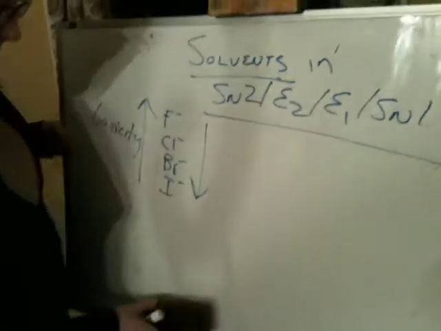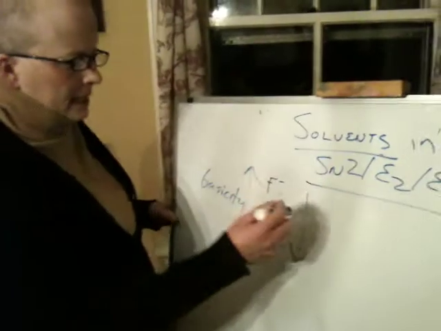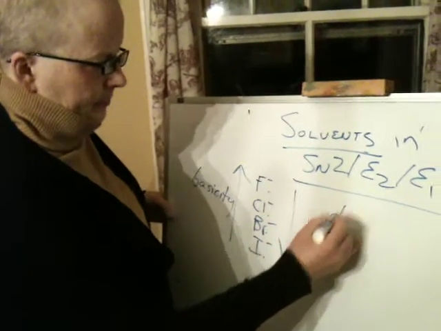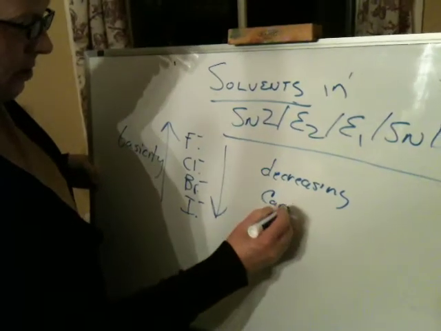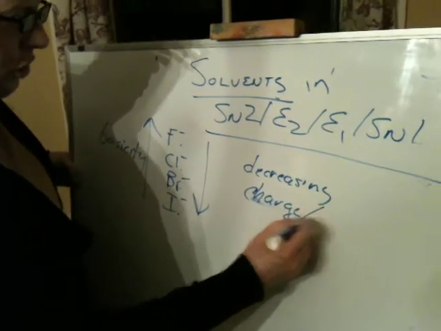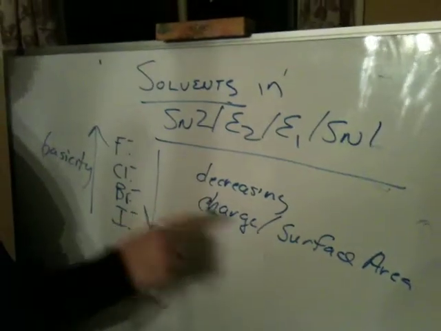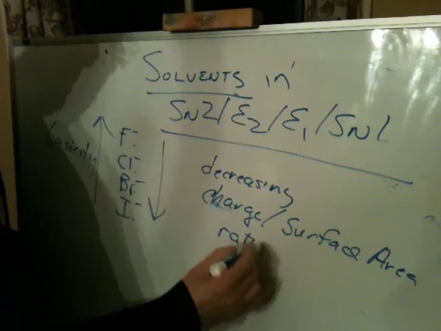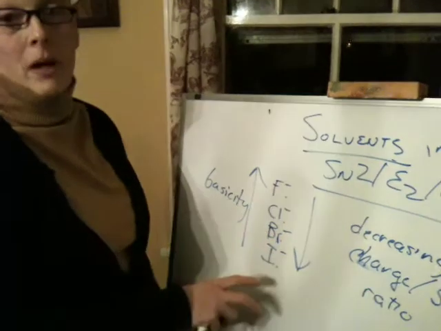So what I was saying in class was that as we go down the periodic table and you go from fluoride to chloride to bromide to iodide, you are decreasing the charge to surface area. Now this is not something that's really measured, it's just a way I describe it, but you're kind of decreasing the charge to surface area ratio. So here basically we have a negative charge on a little tiny ball, bigger ball, bigger ball, bigger ball, okay?